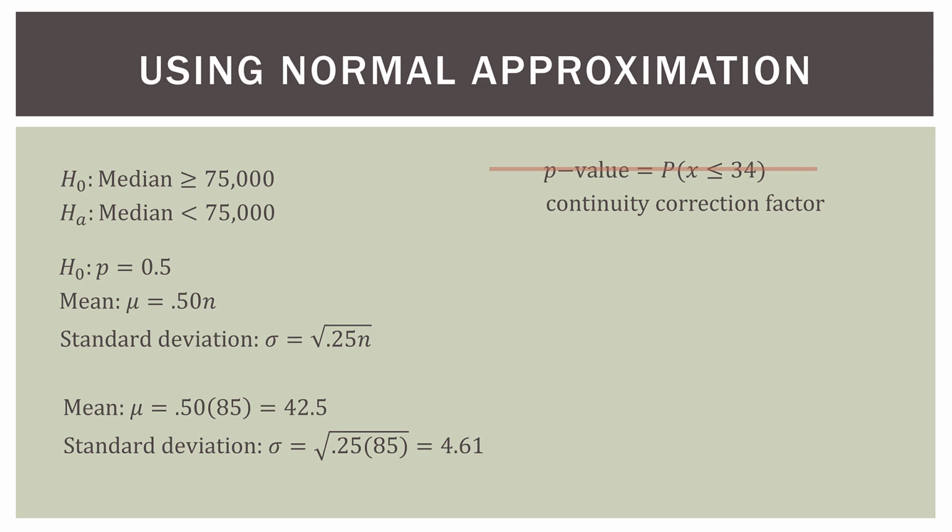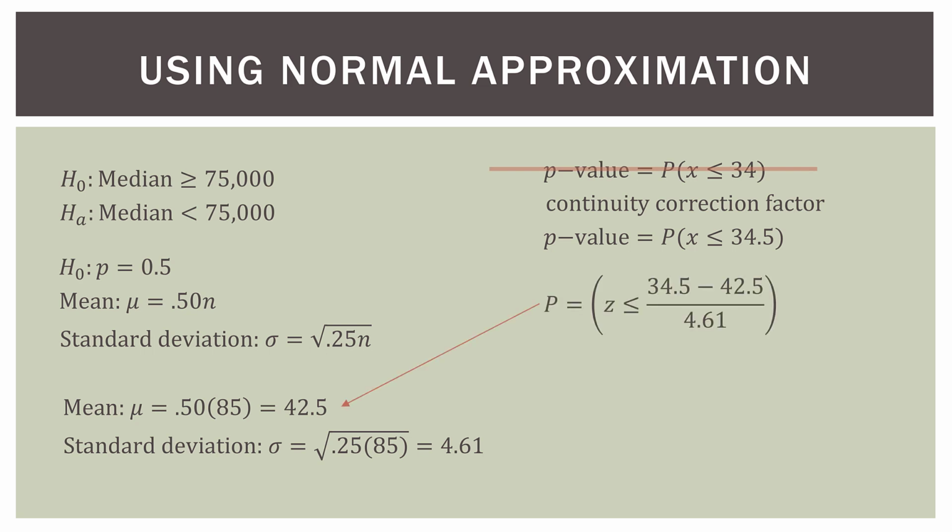Now we have to do what's called a continuity correction factor. Because we are approximating a discrete distribution, the binomial, using the normal distribution, which is continuous, we do what's called a continuity correction factor. And that is actually determined by the symbol in the probability statement above it. So here it's less than or equal to, and when it's that, we add 0.5. So here our p-value is the probability of the number of salaries that are less than or equal to 34.5.